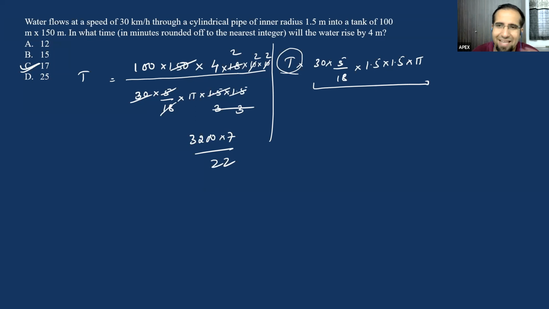Clear? These many seconds, and then again we divide by 60 will give you the number of minutes in which we are looking at. Clear? So that becomes your answer in this case. So if you want, we can just calculate for a bit. So that's 3200 into 7 divided by 60 divided by 22. Yeah, 16.96, which means 17 should be your answer. Clear, guys?